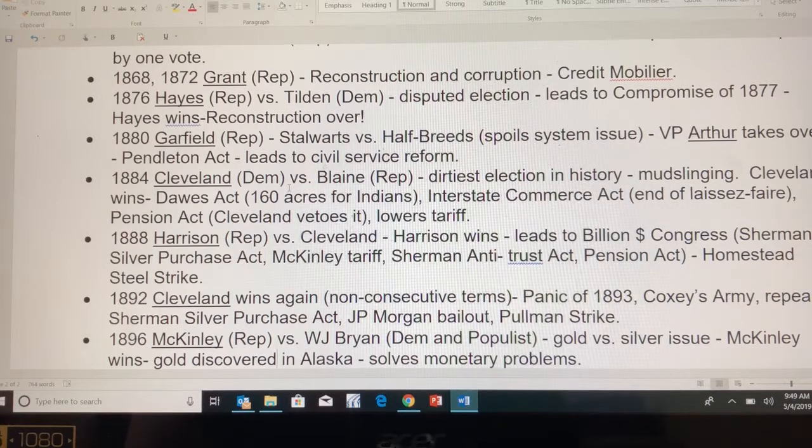Then we get the Pullman strike. I talked about this before. They're taking over the railroads. The Sherman Antitrust Act is used against this labor union because they're acting like a monopoly, and the strike ends.